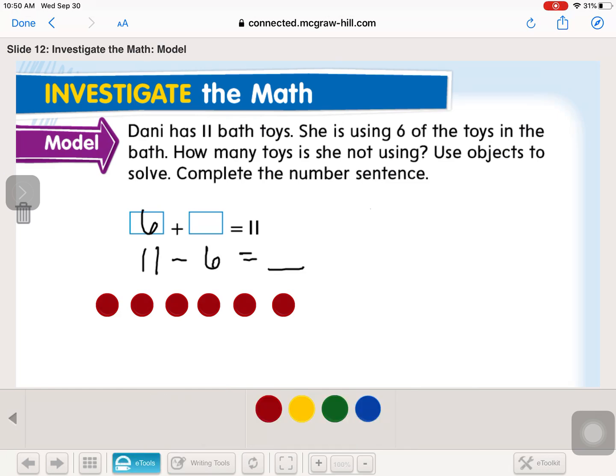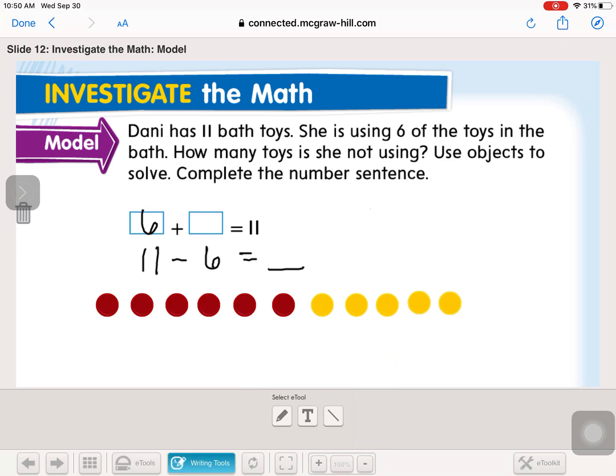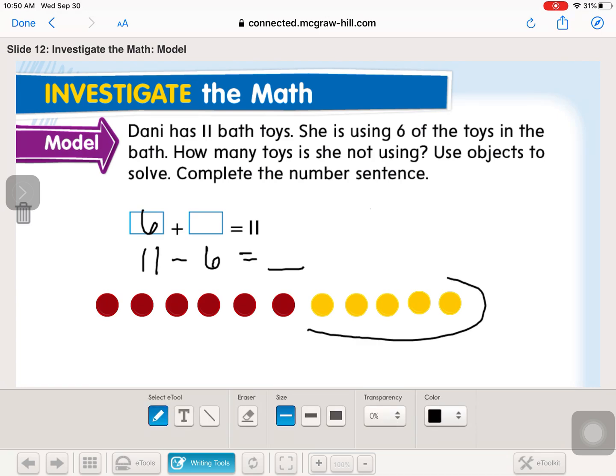So I'm going to do the second one. I'm going to start at 6 and count on. So 6, 7, 8, 9, 10, 11. So how many bath toys is she not using? She's not using these yellow ones. And how many yellow ones are there? There are 5. So 6 plus 5 equals 11, and 11 minus 6 equals 5.